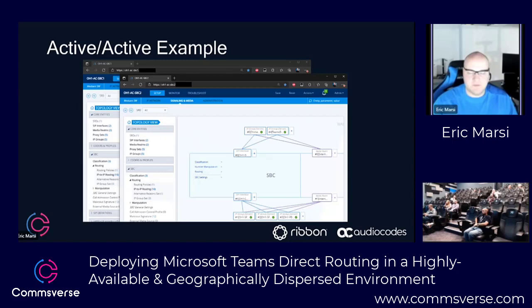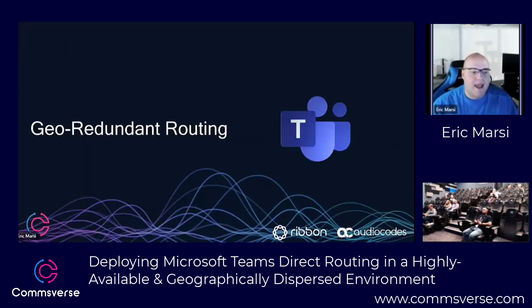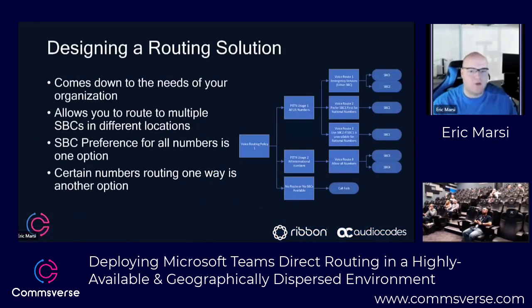So outside of SBC high availability, we're going to look at geo-redundant routing. This comes down to what is going to be unique to your organization. Routing in Microsoft Teams can be designed in so many different ways and in so many different scenarios that there is not one set answer. It really comes down to your business requirements.